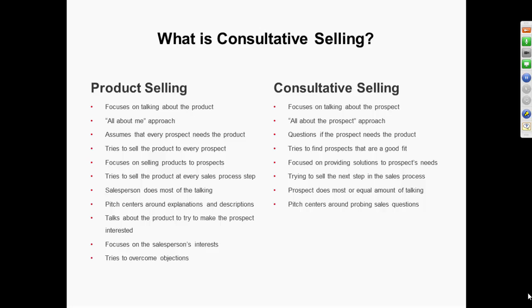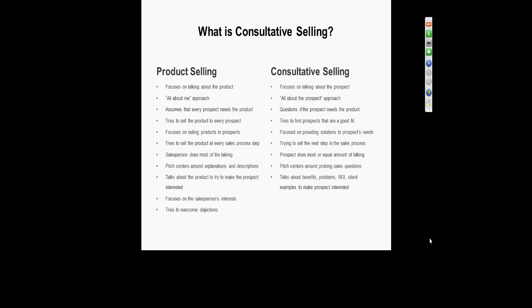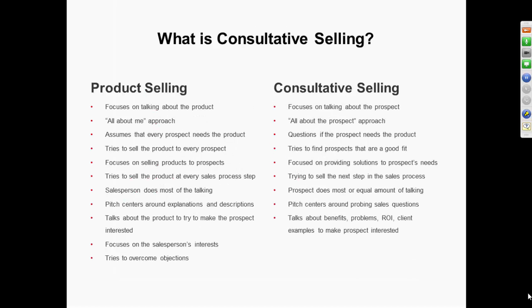The consultative selling pitch centers around good questions. Product selling talks about the product to make the prospect interested. Consultative selling talks about benefits, problems, ROI, client examples to make the prospect interested. Product selling focuses on the salesperson's interests, like closing the sale, making money. Consultative selling focuses on the prospect's interests.